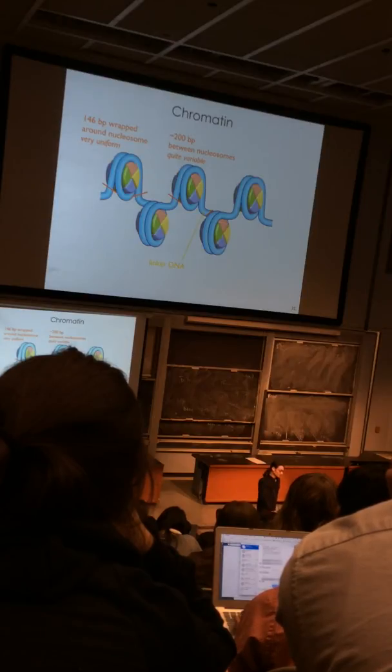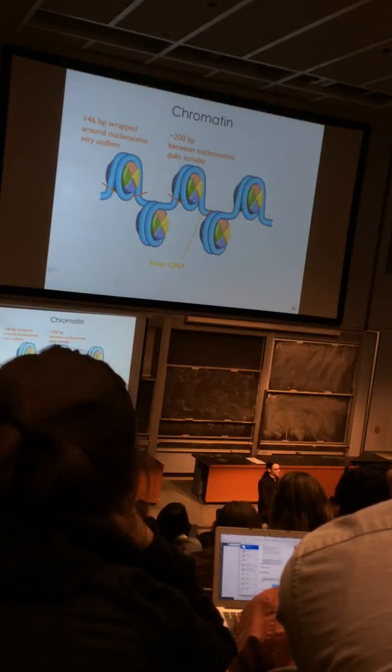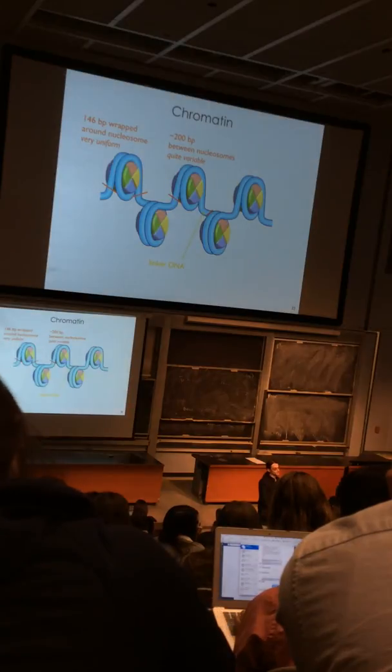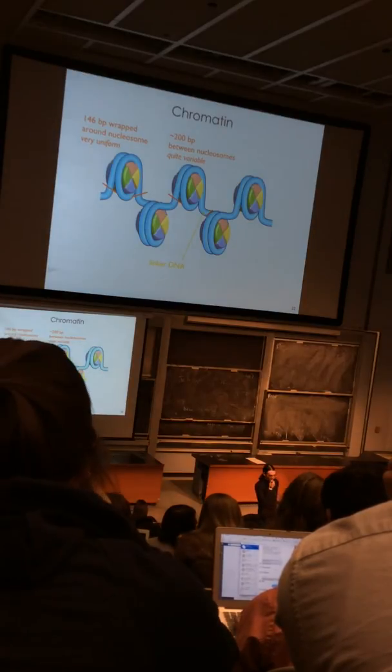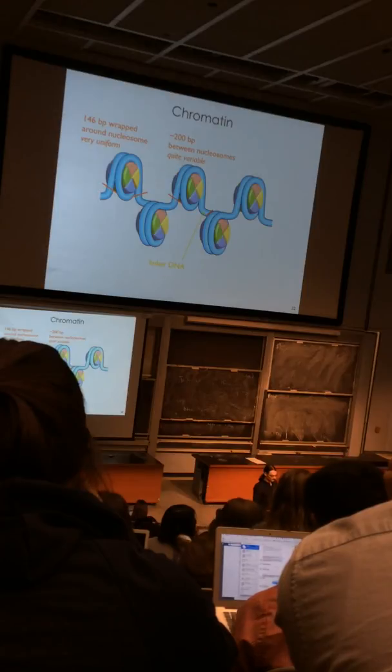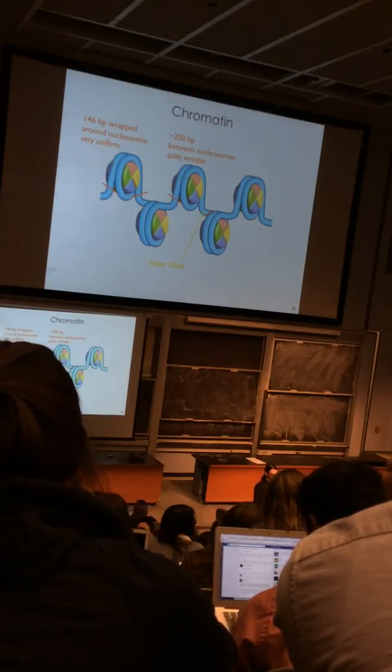So gyrase is a type 2 topoisomerase in bacteria that uses the energy of ATP to introduce negative supercoiling into the bacterial genome. And eukaryotes do not have gyrase. They do have type 2 topoisomerases, but they don't have one that does that function.